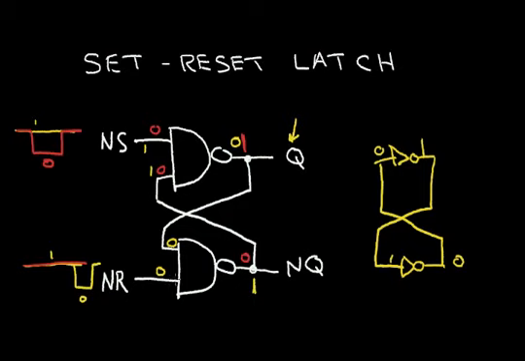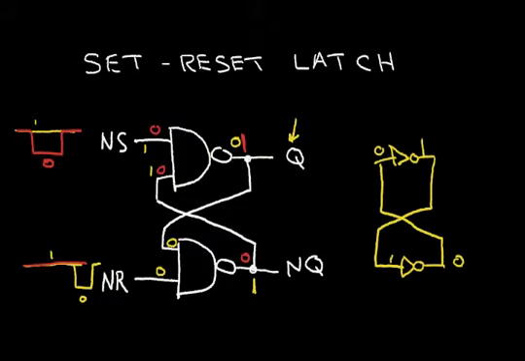So why don't I give you a simple homework problem. Why don't you make the SET-RESET latch, instead of using 2 input NAND gates, use 2 input NOR gates. So put the video on pause and see if you can figure that out. Then come back and I'll give you the solution.